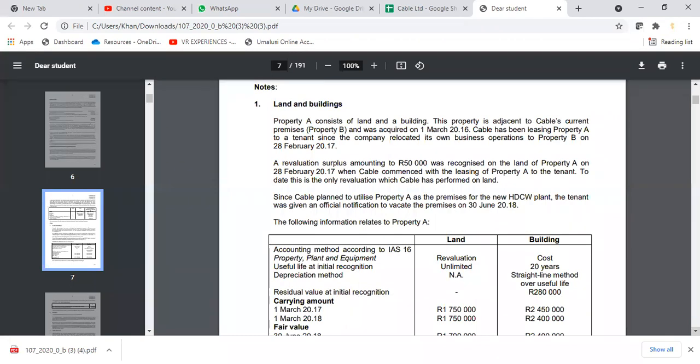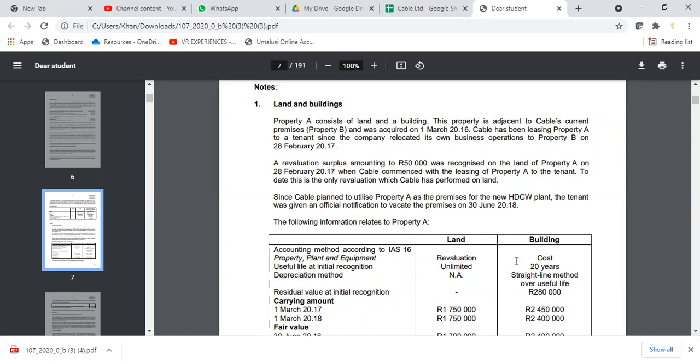Cable has been leasing property A to a tenant since the company relocated its own business operations to property B on 28 February 2017. Okay, so now you can see from 28 February 2017. Remember, we are doing the note for the 28th February 2019 financial year. So that means the start is 1 March 2018 to 28 February 2019.